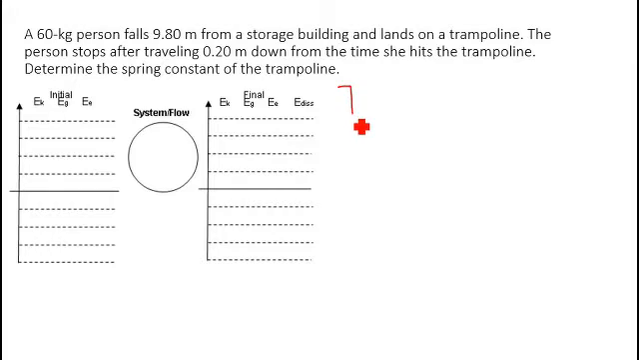So we'll start with a picture. Here's the building. Here's a trampoline. The person's going to fall 9.8 meters, and then there will be another 0.2 meters of the trampoline falling. So here's the person, and they jump. We'll say they land like that.